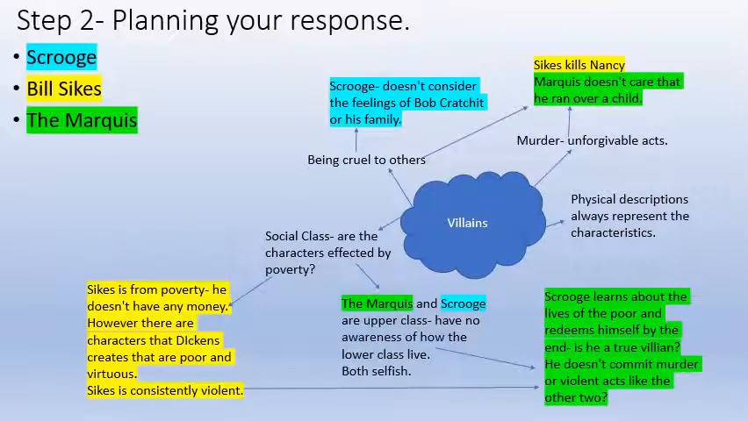Here's mine. Have a look at that. See if yours is anything like that. Obviously if you pick different characters it's not going to be the same, or even if you pick the same characters it won't necessarily be the same, but are you getting that type of information down? Physical description, social class, context and so on.